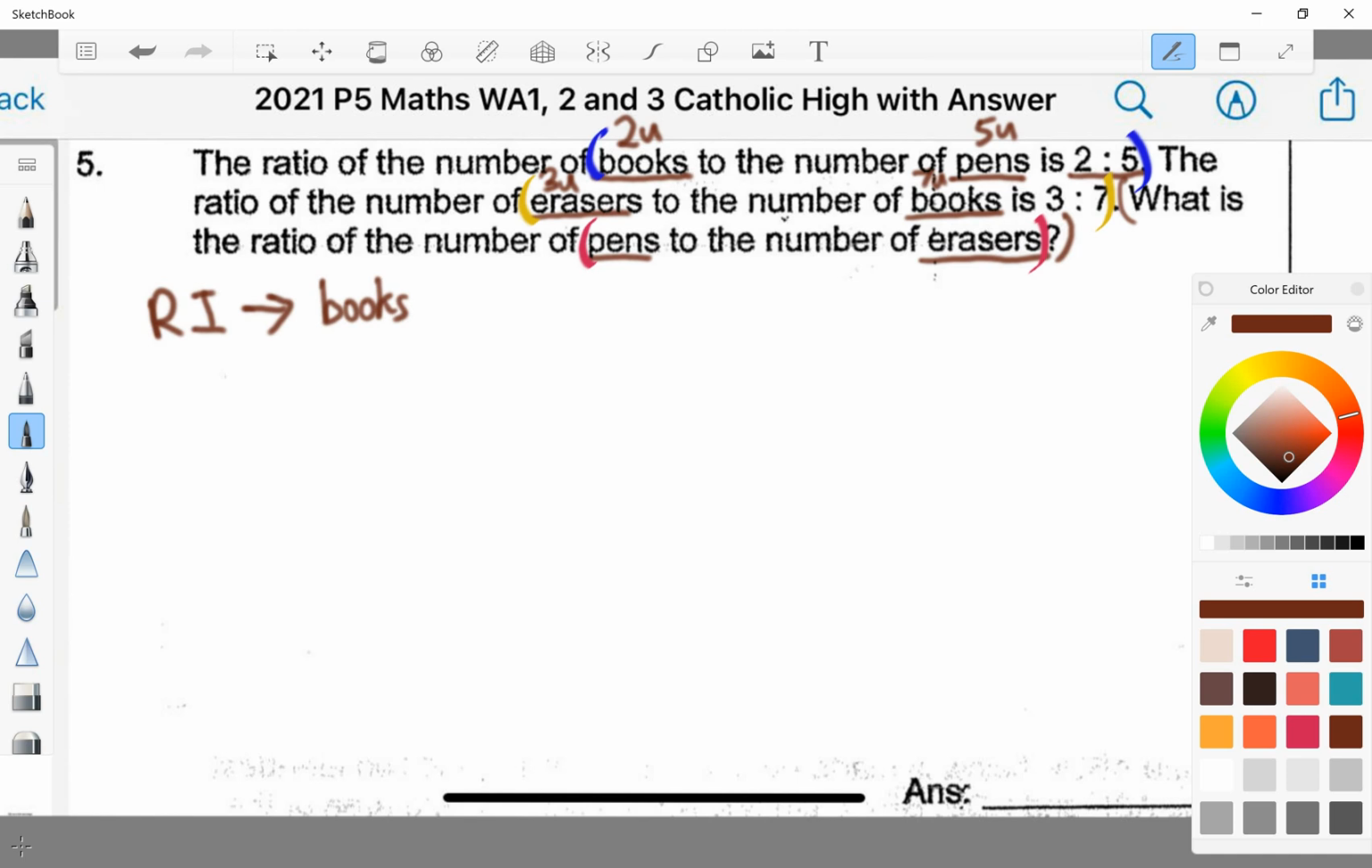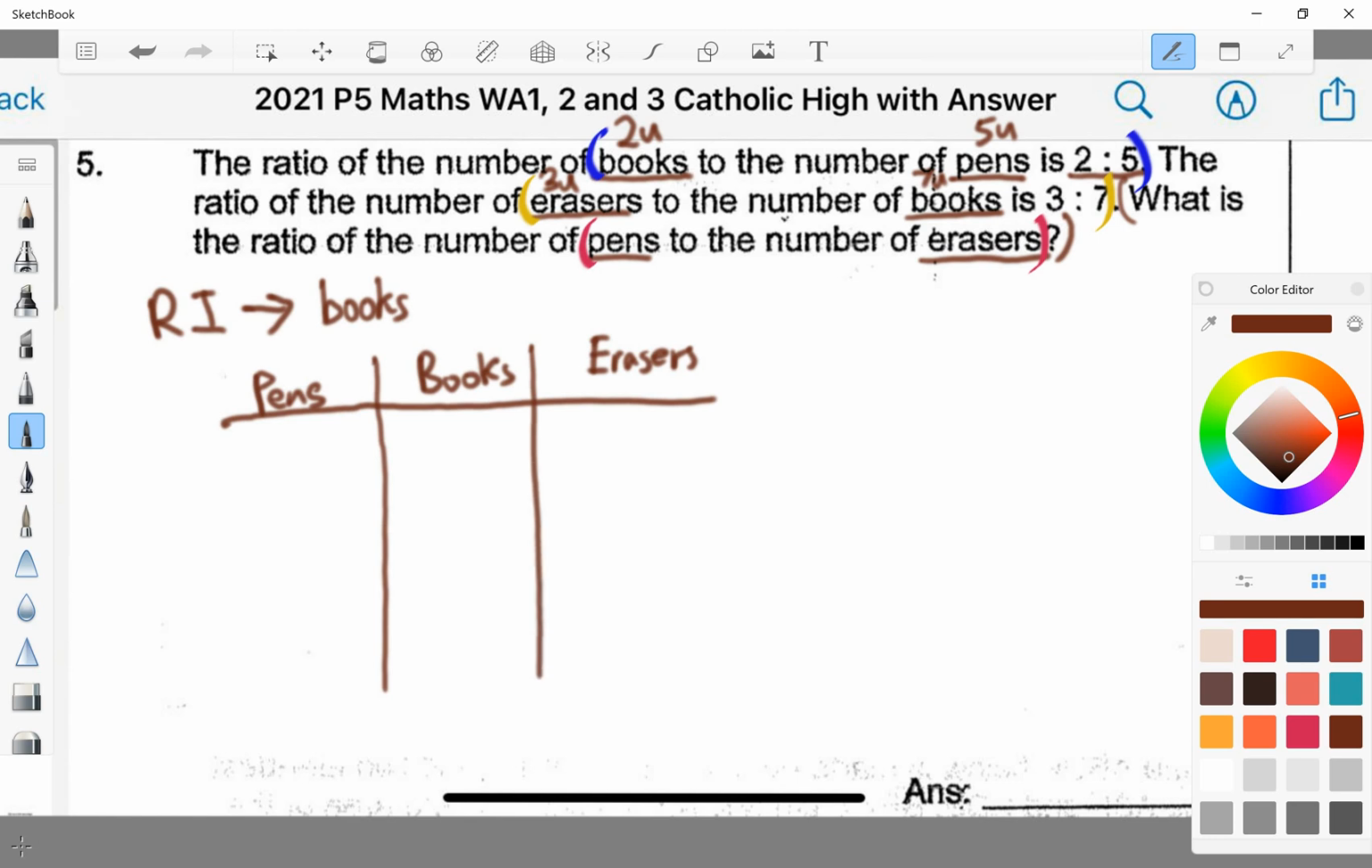And how shall we draw our RI ratio table? Since the question wants us to find pens to erasers, I shall go with pens. After the pens, I'll write down books. Finally, I will have my erasers. So do you still recall how many boxes do we need under the heading? The answer is 9. Okay, because this is our RI tic-tac-toe ratio table.